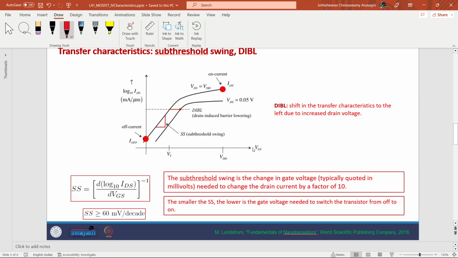So again, we are looking at the IDS versus VGS relationship. The voltage that is varying here is VGS. I think last week I said this was going to be VDS. I made a mistake there. This is for VGS. This graph essentially looks like this because this is a semi-log plot. The y-axis is log of IDS.